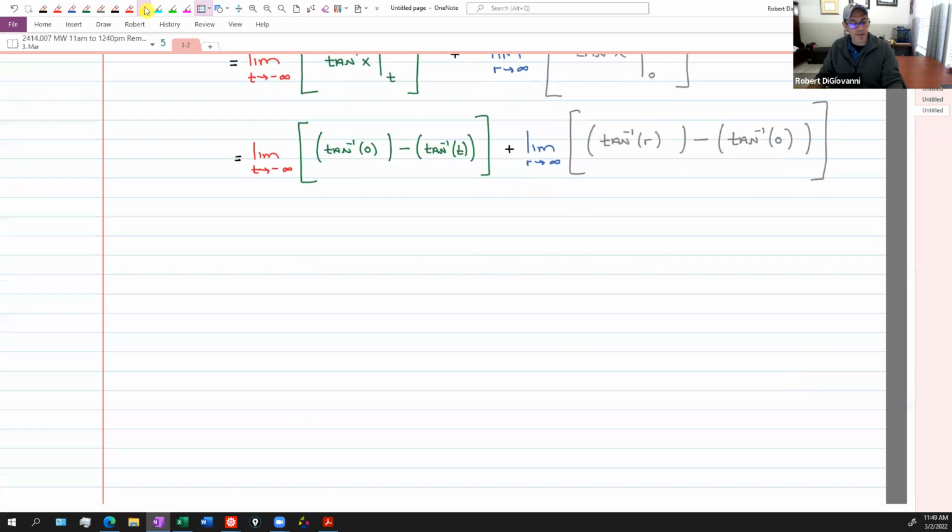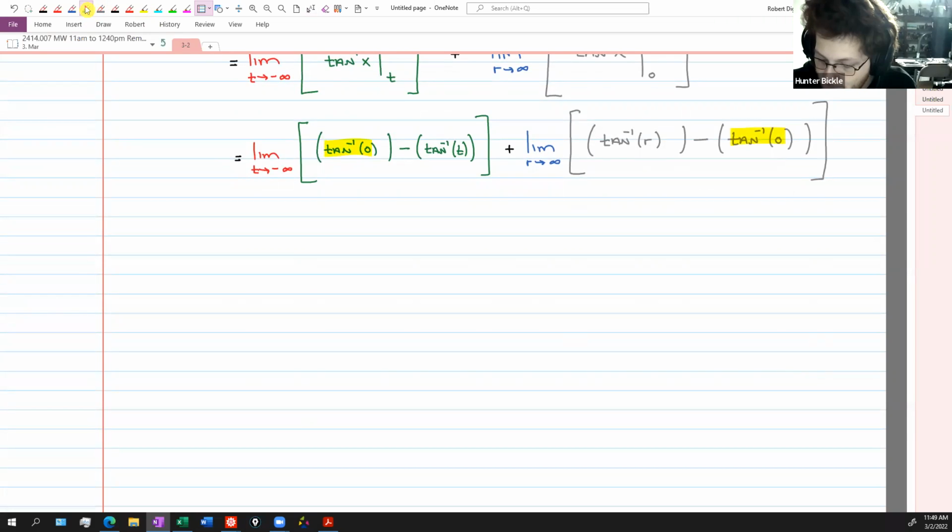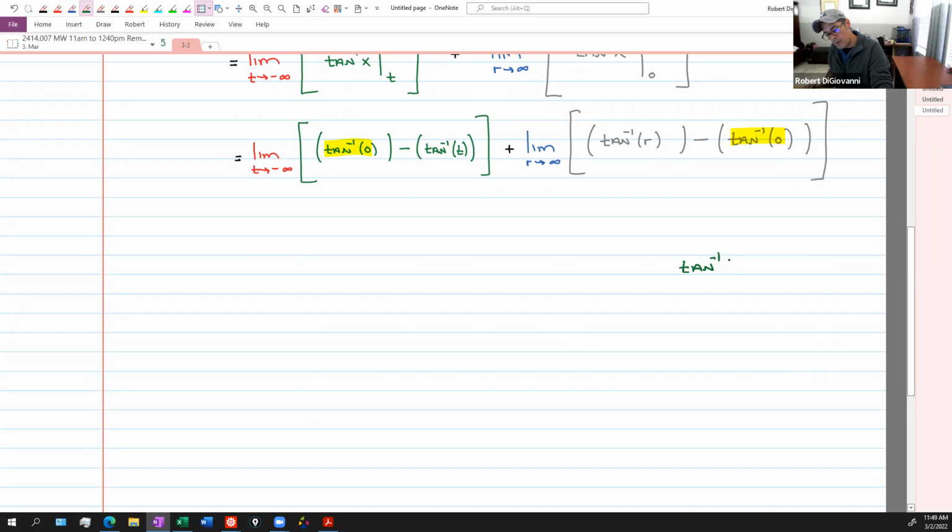So both of these have an inverse tangent of 0 in them, right? Just to remind you what we're really saying when we say inverse tangent of 0 is equal to some value, let's call that value v for value. What this really means is that when we take tangent of that value v, we should get 0. The inverse tangent of 0 equaling v means tangent of v equals 0.